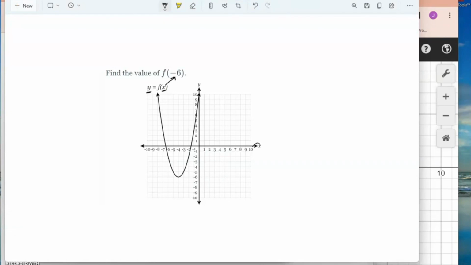So go to x, go to -6. Go to the graph, up or down. So I go to the graph right here. Then I go to y and see what my y value is. So my y value is -2. That's all you're really doing there.